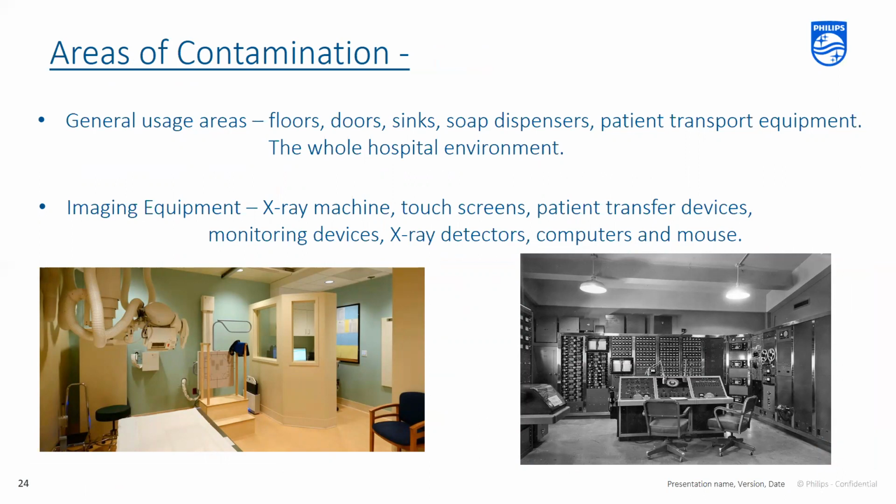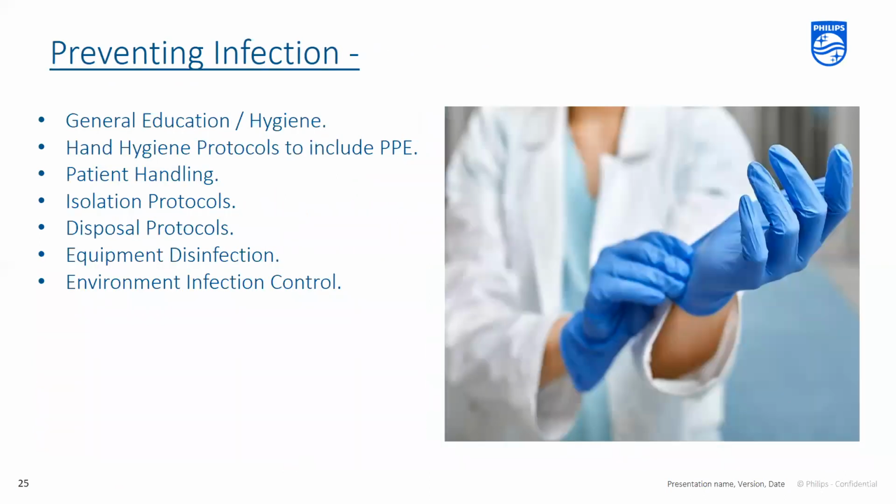Areas of contamination: general usage areas of floors, doors, sinks, soap dispensers, patient transport equipment, the whole hospital environment. Imaging equipment: the X-ray machine itself, touchscreens, patient transfer devices, monitor devices, X-ray detectors, computers, and mice. Preventing infection: general hygiene, hand hygiene to include PPE, patient handling, isolation protocols, disposal protocols, equipment disinfection, and environmental infection control.